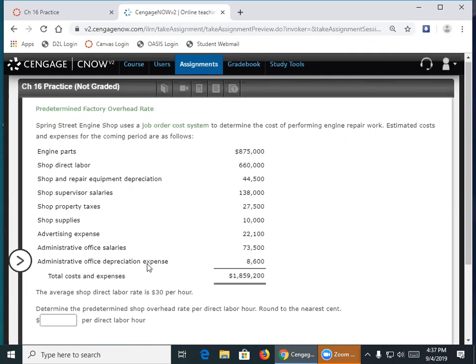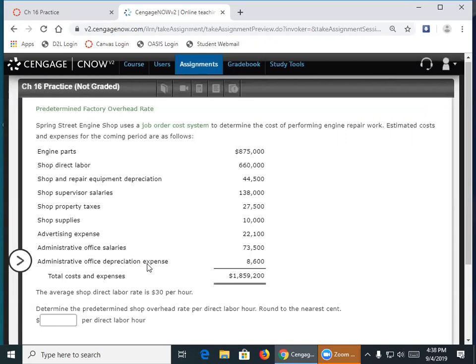So we know to do our predetermined overhead rate, we take total estimated overhead and divide it by our activity base. So we can add those four up, right? So what do you get for total overhead? Good. So our total shop overhead is $220,000 when we add up those four overhead costs. And then we have to figure out what activity base to divide by. Well, they don't tell us, so we're going to go off of direct labor.